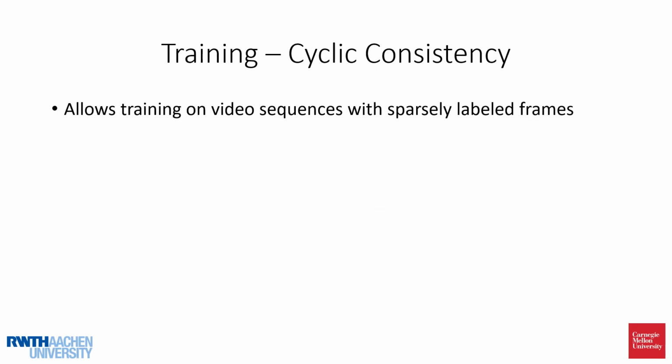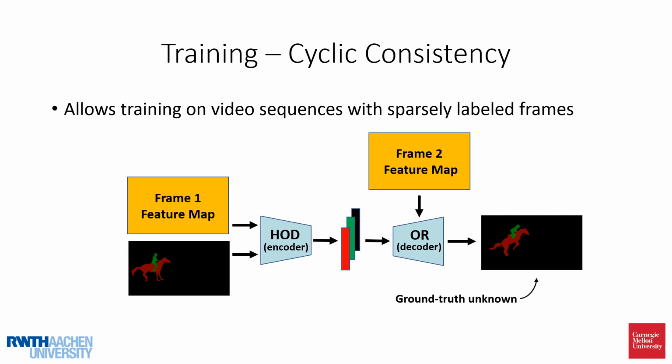This was the basic use case, but our method also offers additional flexibility for training. Let's say you have a video dataset where just one frame per video is annotated. The question then is, can we somehow utilize the unlabeled frames for training? With HODOR, the answer is yes. First, we follow the same workflow as you just saw to propagate the object masks from frame 1 into frame 2.